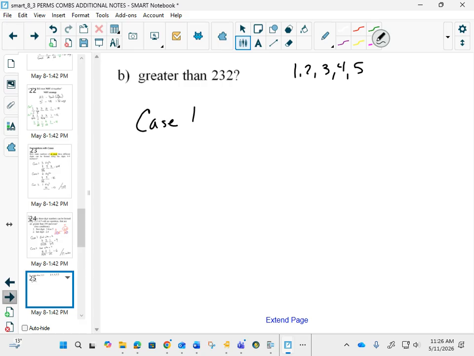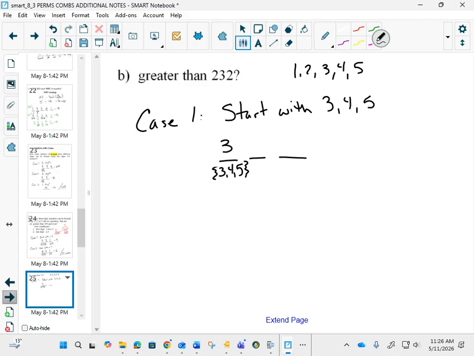I like to set these ones up by starting off with what would guarantee that it's bigger than 232. If I had my first digit a 3, a 4, or a 5, 3 decisions. If this first digit here is a 3, a 4, or a 5, that means I'm going to count numbers in the 300s, in the 400s, and in the 500s. And doesn't matter which number I pick in the 300s, 400s, 500s, it will be bigger than 232. So by starting with a 3, 4, 5, 3 choices there, there's going to be no restrictions after this.